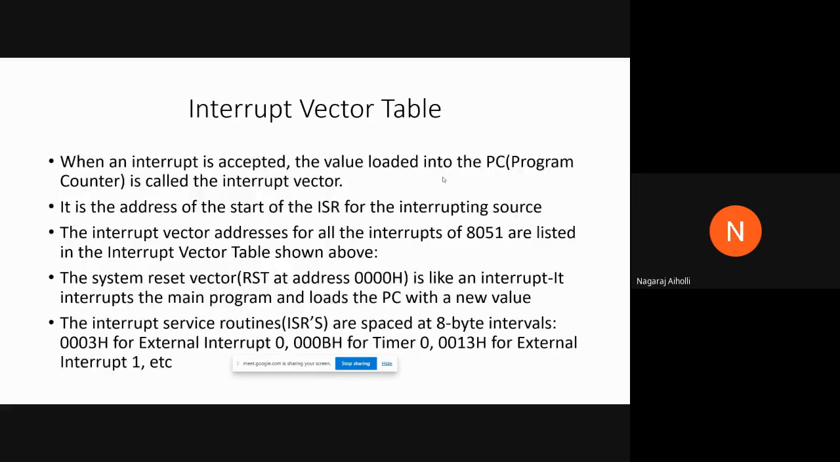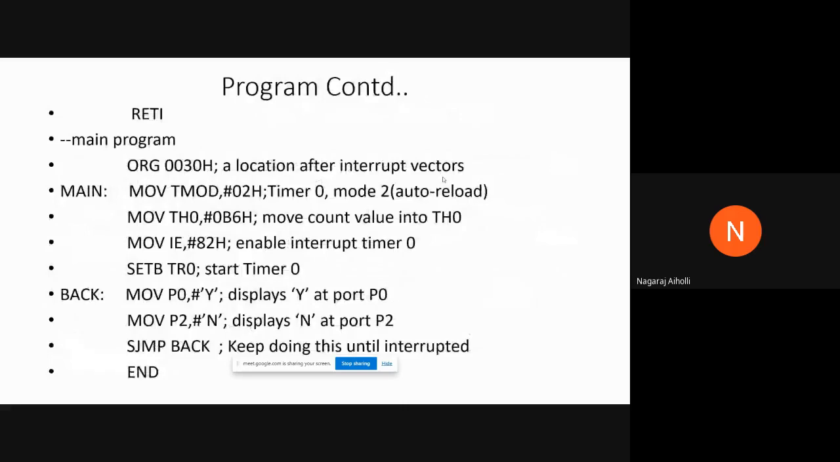Fine. So it is the interrupt location they have taken. They considered 0030h, where the interrupt vector, that is the main program, is written. Then in the main program, move TMOD, #02h, that is timer 0 mode 2. They are asked to use timer 0 mode 2, it is auto reload mode.